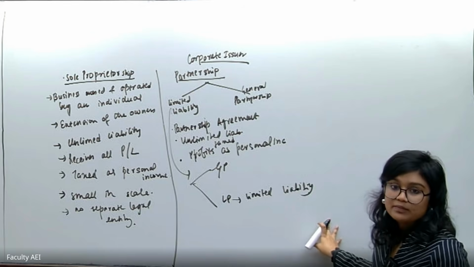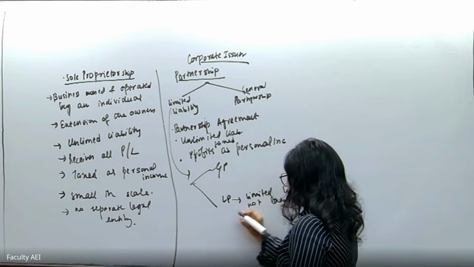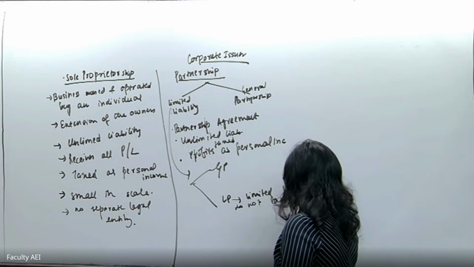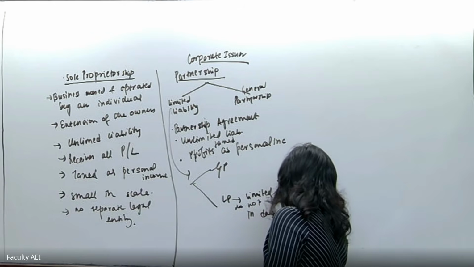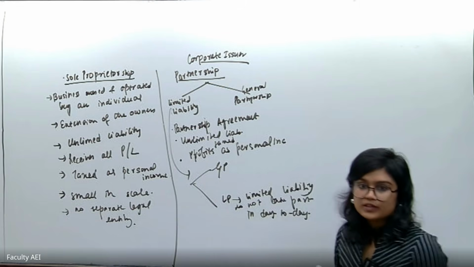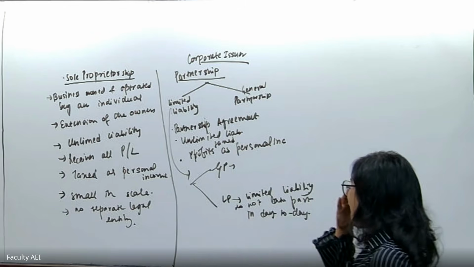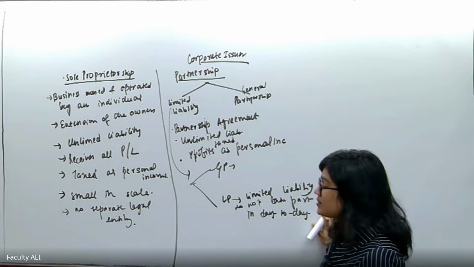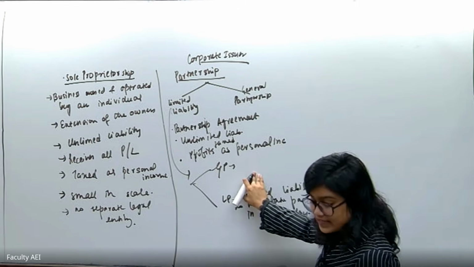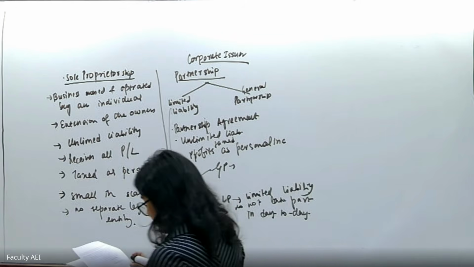They do not take part in the day-to-day activities of the business. They do not take the decisions for the business. On the other hand, general partners are the ones who do not have limited liabilities. They take part in the day-to-day operations of the business, and general partners take decisions for the business.